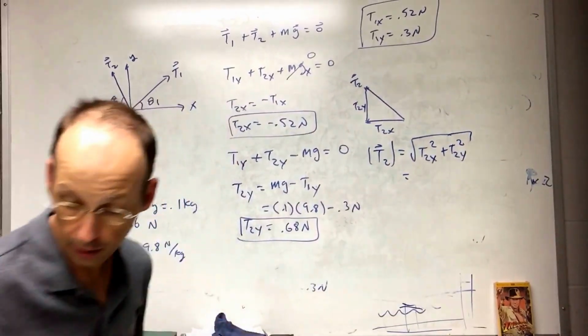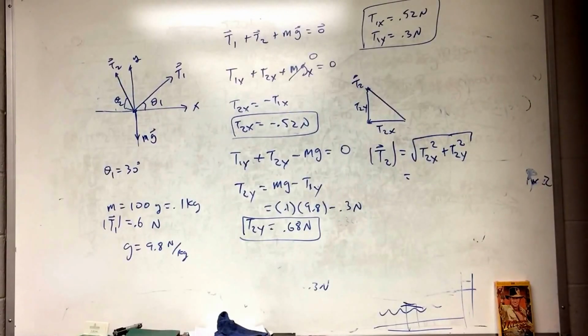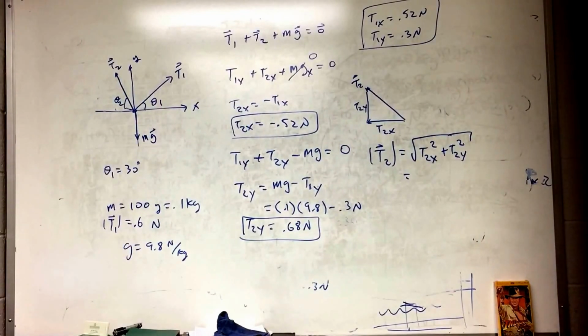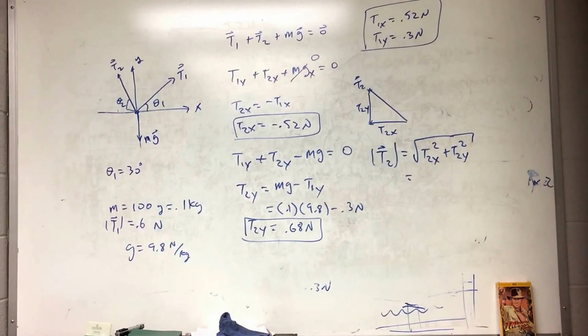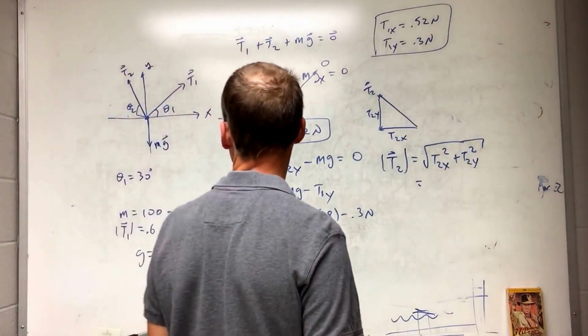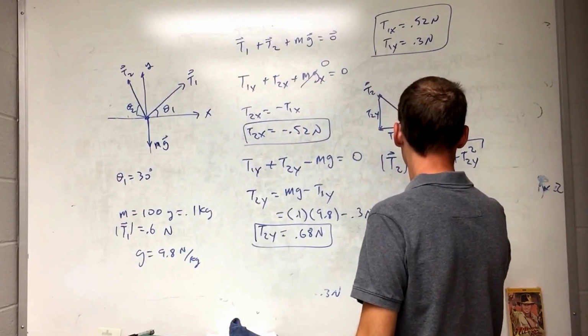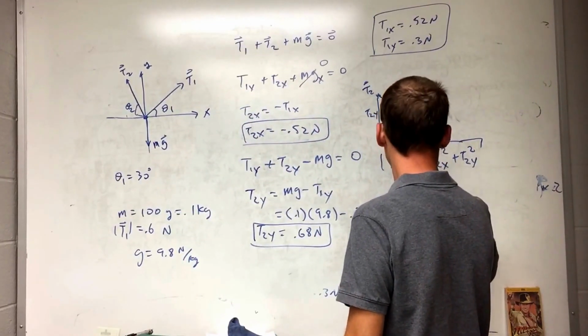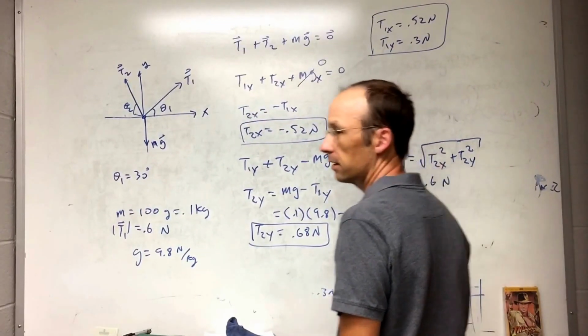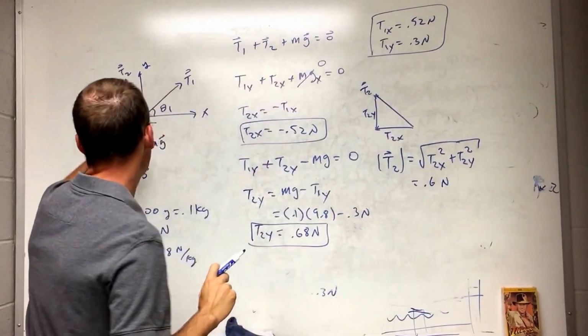So if I put that in, I get 0.68 squared plus 0.52 squared. It doesn't matter that it's negative. It's 0.52, yeah. I get 0.6. That's strange. Oh, 0.6. Let's continue.